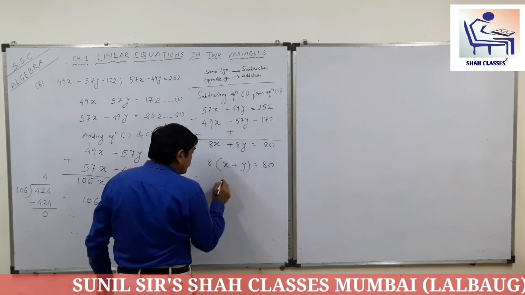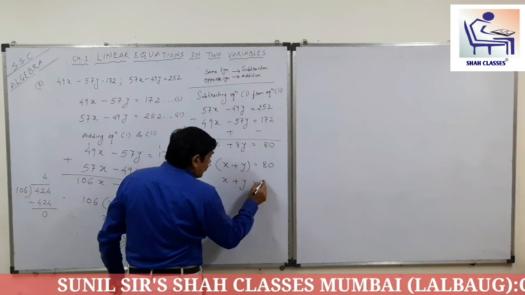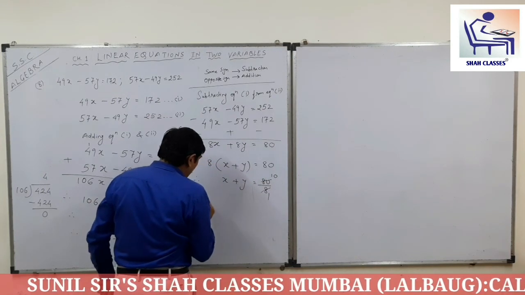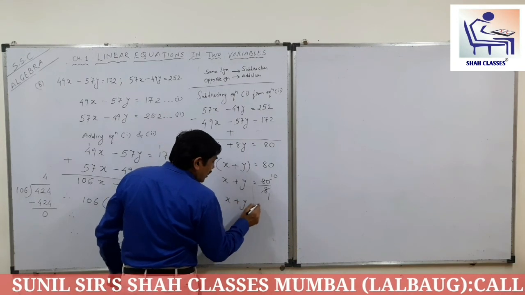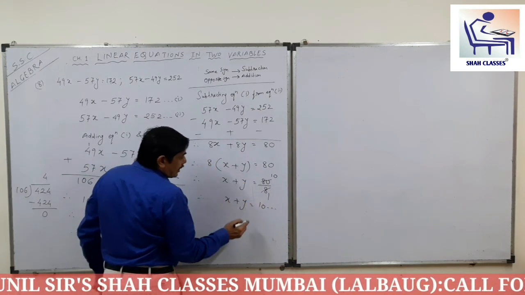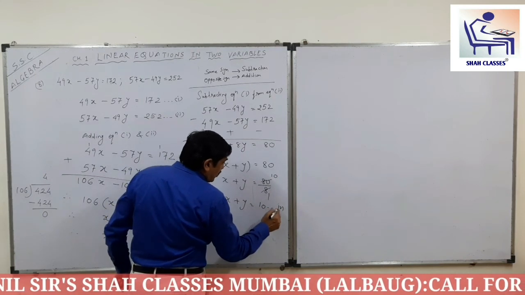So x plus y is equal to 10. Here you can notice that 8 ones are 8, 8 tens are 80. So we got the equation number 4.